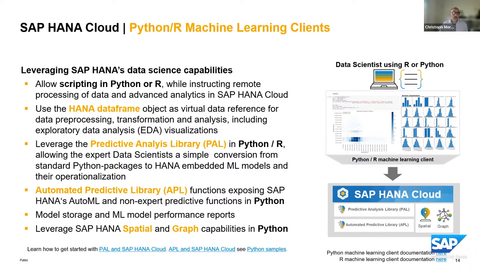Then in Python and R, we expose all the functions from the PAL and the automated predictive library via a distinct method. We'll see that also going forward, and which allow basically to instruct the execution of the algorithms based on the input data, which we have prepared as a HANA data frame, then execute in the HANA database and consume and explore the results again in your Python and R environment. There's also other capabilities as part of these machine learning clients, like some spatial and graph capabilities, which you may have seen before. Also in context of the HANA data frame, you can import spatial or graph data, create graph workspaces through the Python machine learning API as well.